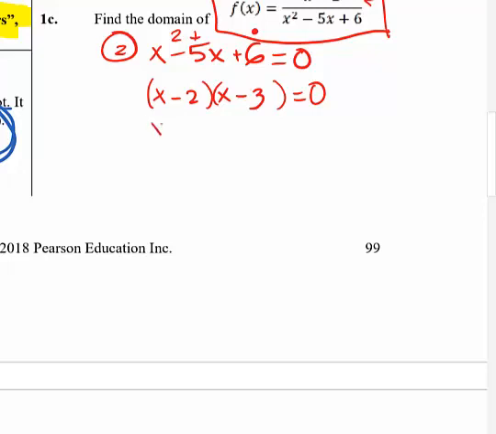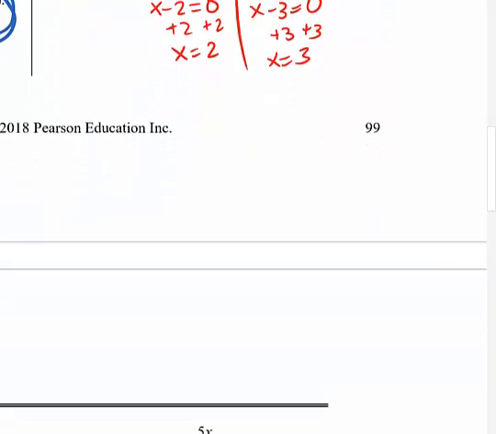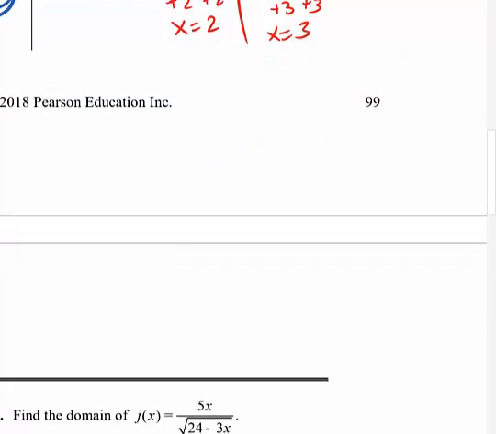And then once you factor it, you're going to set each of those factors equal to 0 separately. So I always like to draw a little line to separate them, and then I'll solve each one. If I add 2 to both sides here, I get x equals 2. If I add 3 to both sides here, I get x equals 3. But that means, like it said in the directions, those are the values you want to exclude from your domain.